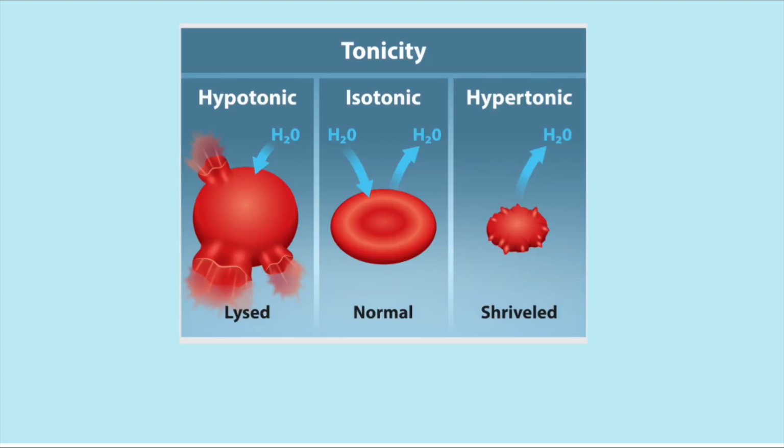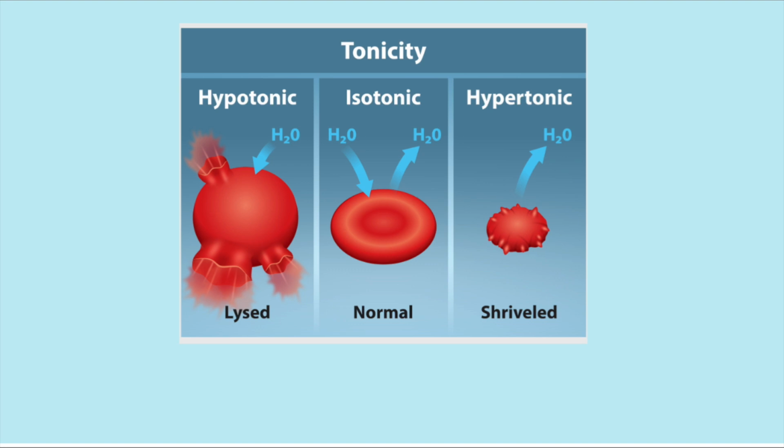Let's look at our red blood cell to understand osmosis in our body better. In this picture, we can see a red blood cell surrounded by three different kinds of environments: hypotonic, isotonic, and hypertonic. The environment is considered hypotonic in comparison to the cell. Water will enter the cell, which is more concentrated as compared to its surroundings. This will eventually cause the cell to burst or lyse.